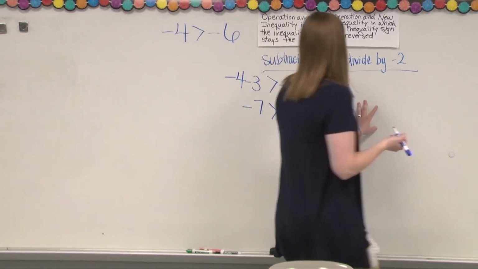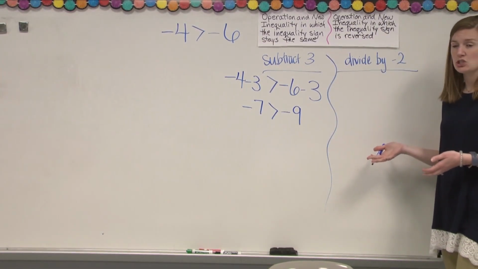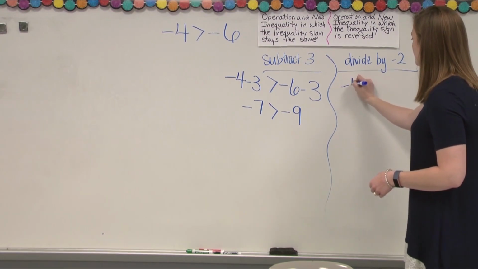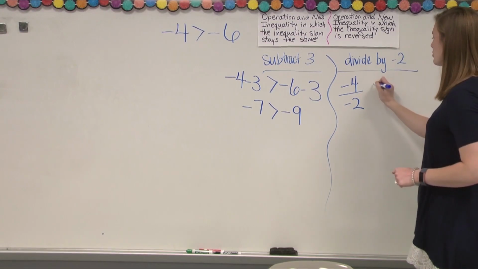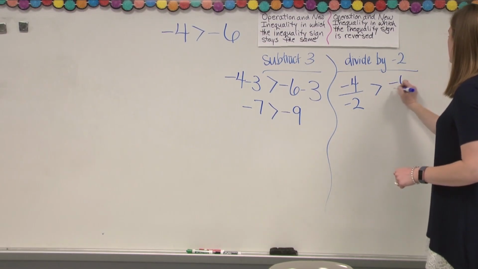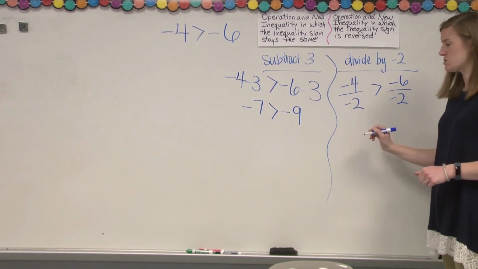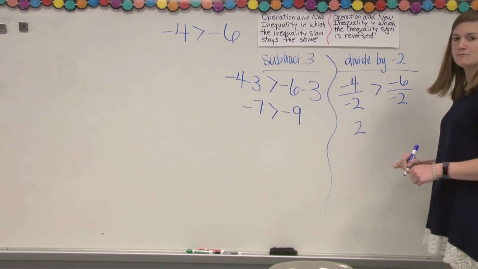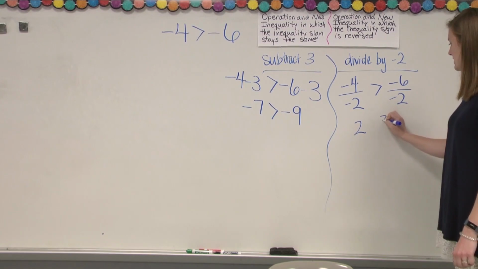Okay? On this side, we're going to be taking our inequality and dividing both sides by -2. So we're going to have -4 divided by -2. Now we started out with a greater than symbol. We're going to see if that remains true. We're also going to do -6 divided by -2. Well, -4 divided by -2 is +2. -6 divided by -2 is 3.